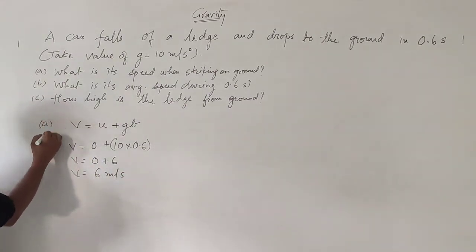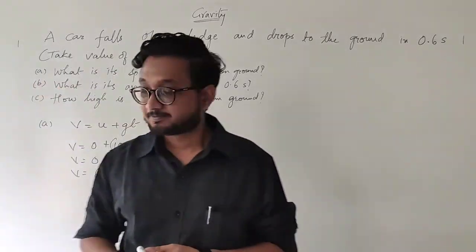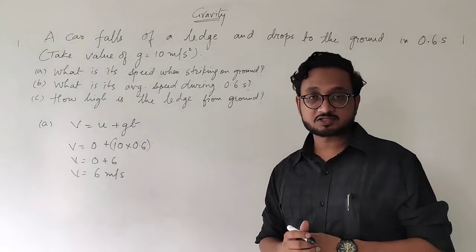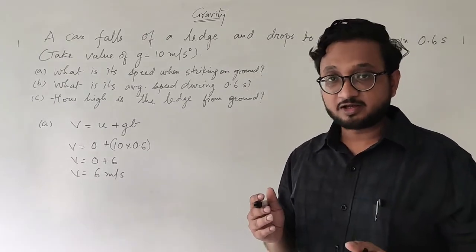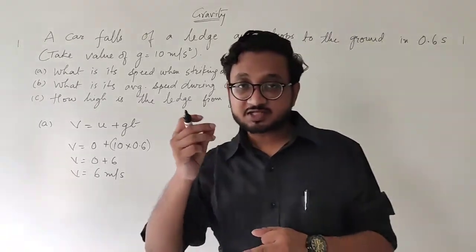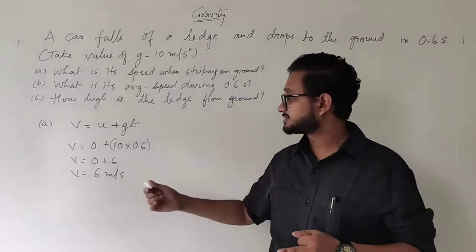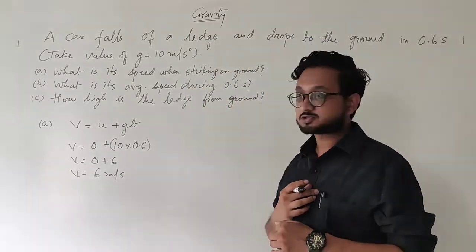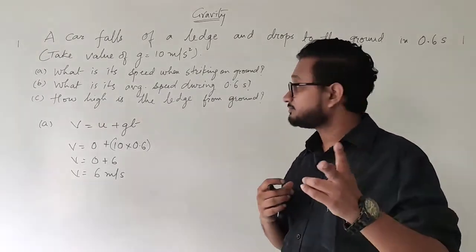So this is the solution for the first question. The answer is 6 meters per second. The velocity of the car when it is falling for 0.6 seconds and just touching the ground, at that time its velocity will be 6 meters per second. I hope it is clear to you, students. Moving on, second question.